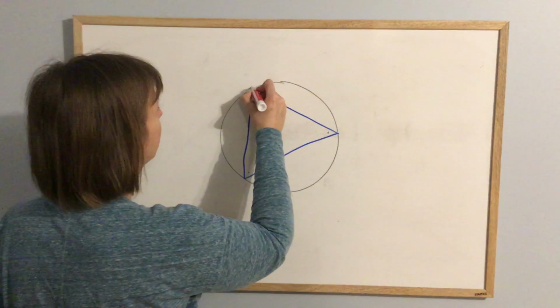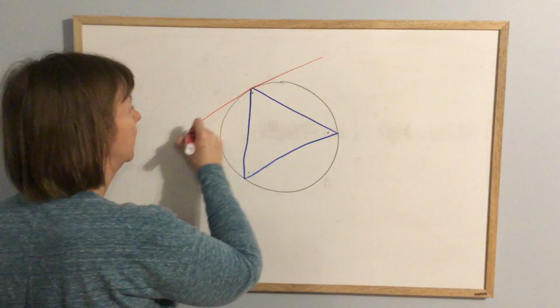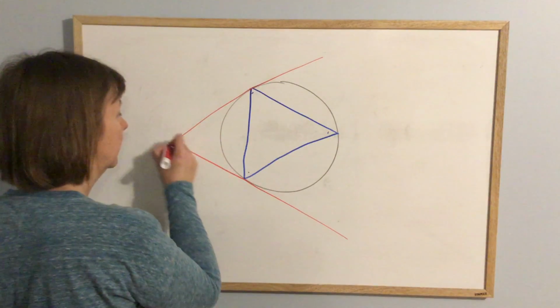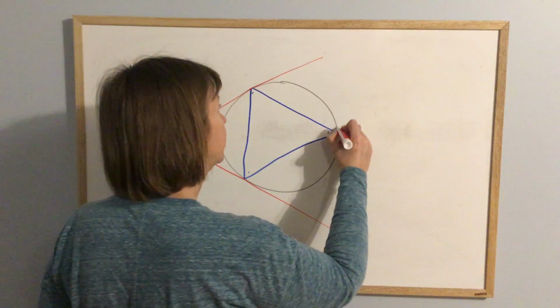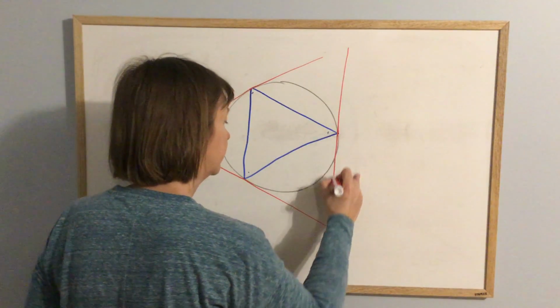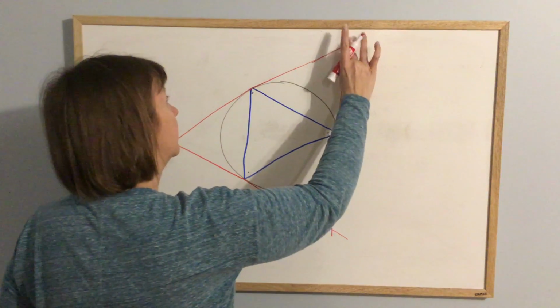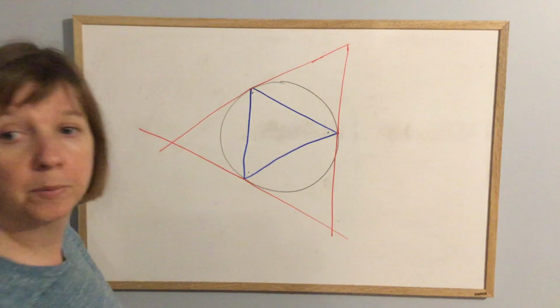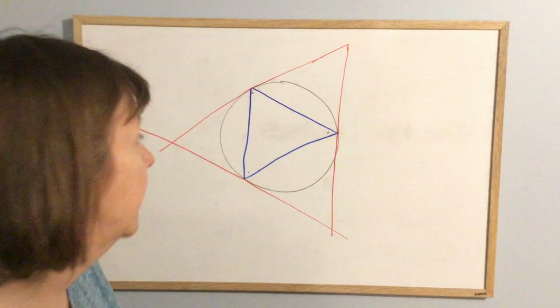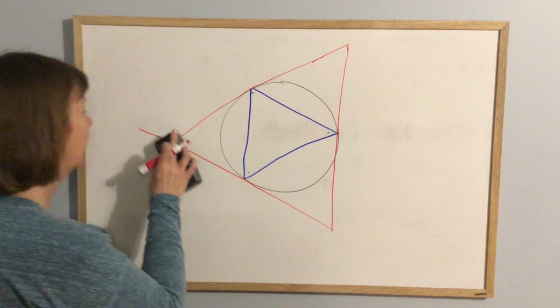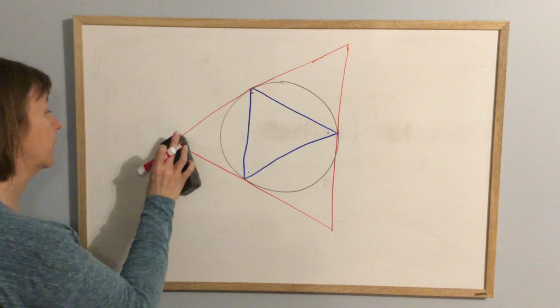Now, again, you're looking at my drawings, I'm sorry. Here's a tangent line. Here's a tangent line. Here's a tangent line, okay? So we have a similar picture to what we had before, but we've added the element of another triangle inside that circle. Okay.